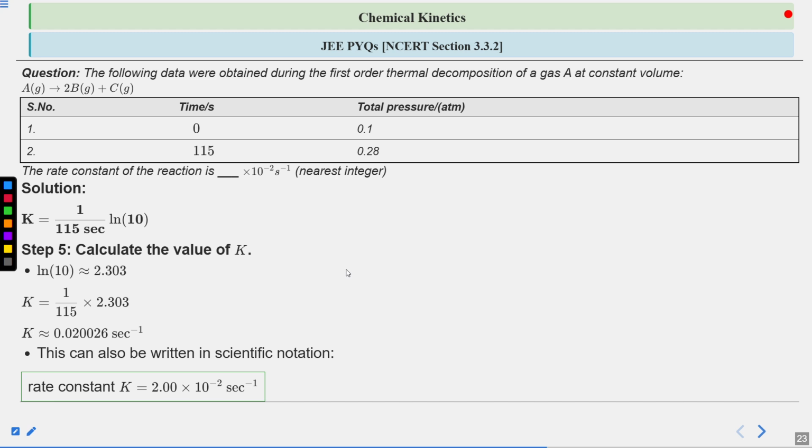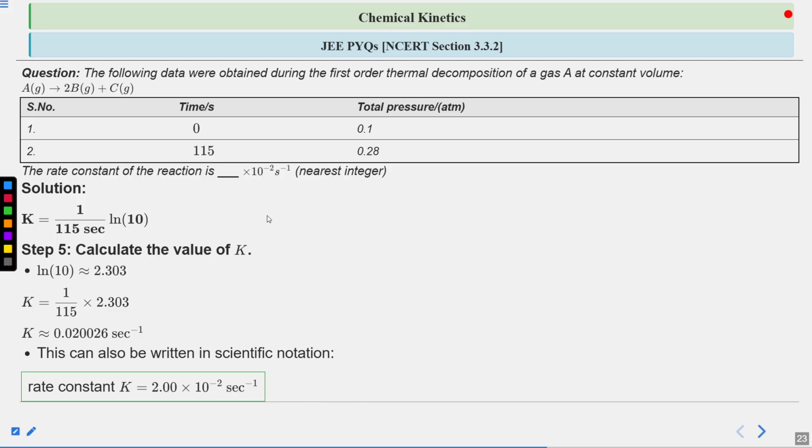Okay, so in this question we just derived the value of the rate constant, that is 2 times 10 to the power minus 2, right? The pressure is given in this table. At time t equals 0 we have the total pressure 0.1, that is P naught. At time t equals 115, P total is given as 0.28, right? So we use these values of pressures P naught and Pt in the integrated rate law equation for the first order reaction, and then we put in the known values to find the rate constant value.